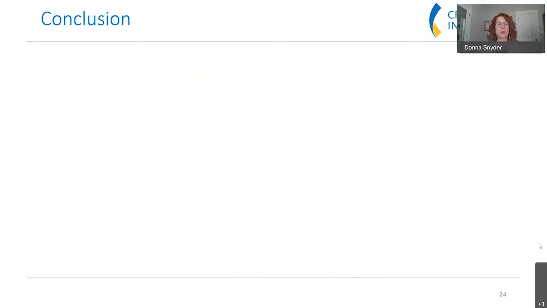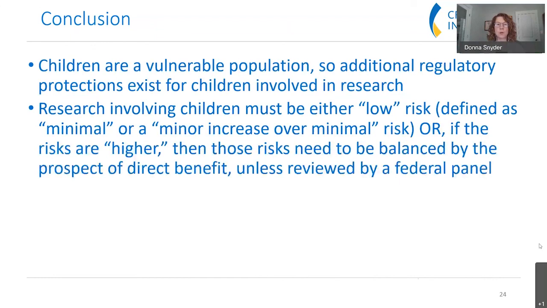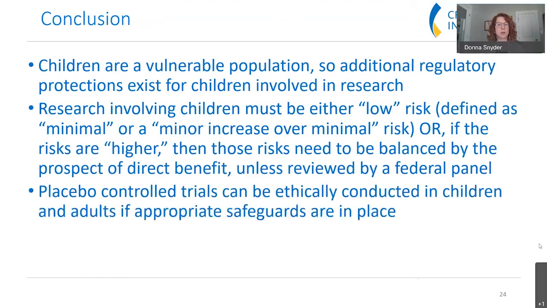So finally, in conclusion, children are a vulnerable population, so additional regulatory protections exist for children involved in research. We've covered that in this presentation. It's important to note that research involving children must be either low risk, as we've defined it as minimal or no more than a minor increase over minimal risk, or if the risks are higher, that those risks need to be balanced by the prospect of direct benefit unless reviewed by a federal panel and determined to be ethical and allowed to proceed under that particular regulation.